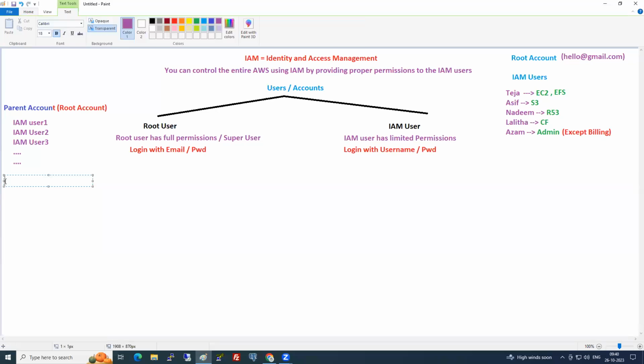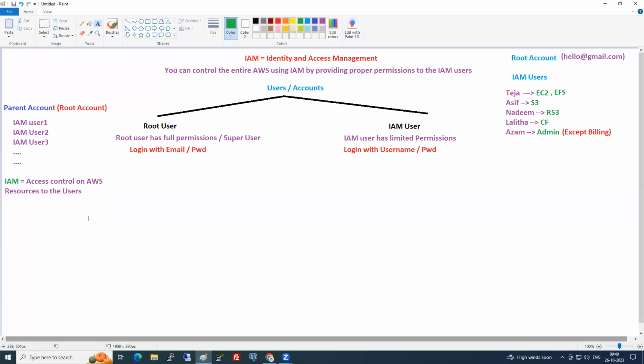So Nana, can I simply say IAM means access control on AWS resources for the users? Can I say this? Can you read this once? What is IAM? You can say IAM is access control on AWS resources. What is the meaning of resources? IAM user is a resource. EC2 instance, resource. S3 bucket, resource. RDS instance, resource. EFS, resource. Everything in AWS is a resource.